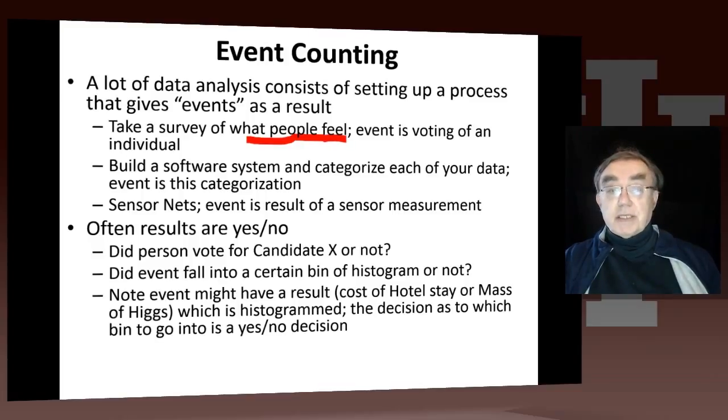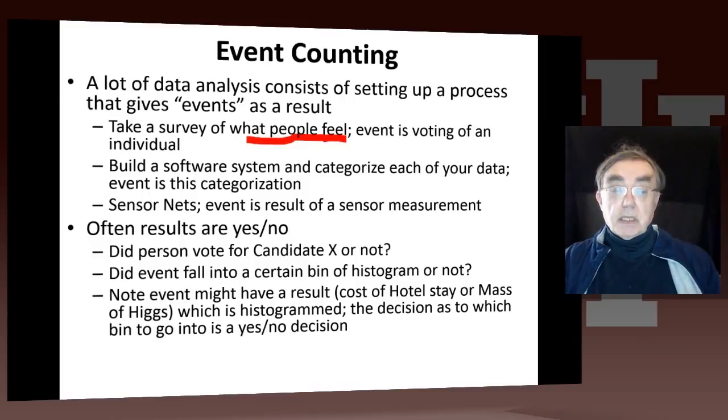Alternatively, you can take some data and build some software, and that software assigns a feature to the data that is good or bad, or big or little, and the result of that characterization for each of your data is an event. Another obvious scientific or technical source of events is sensor nets, where the event is the result of a sensor measurement. Sensors are an example of a device that streams events. Typically, and at least in the view of this class, they stream the event back to the cloud.